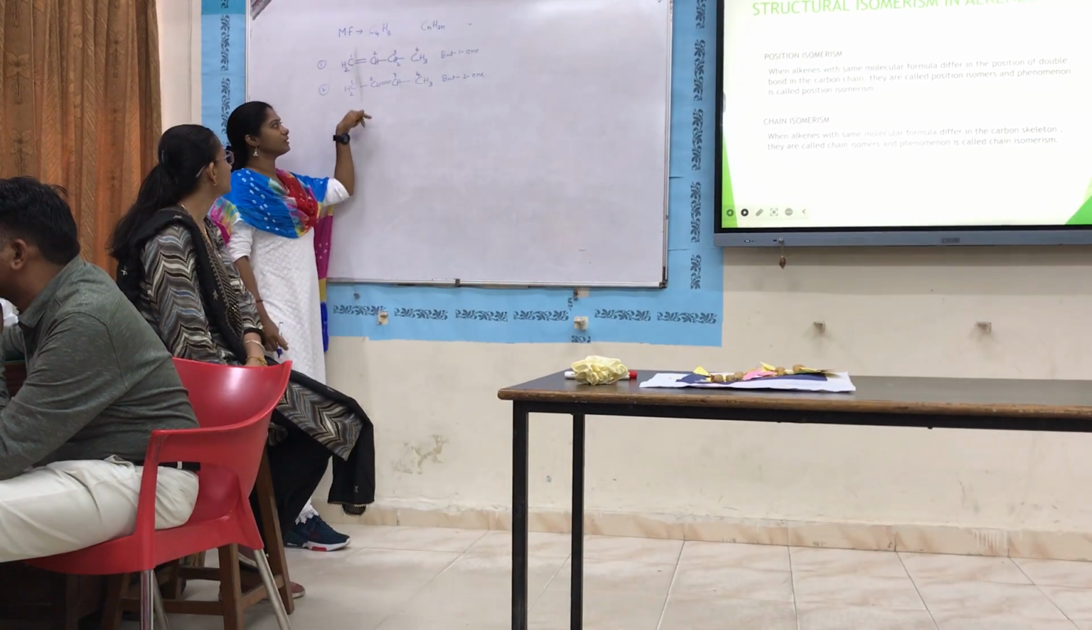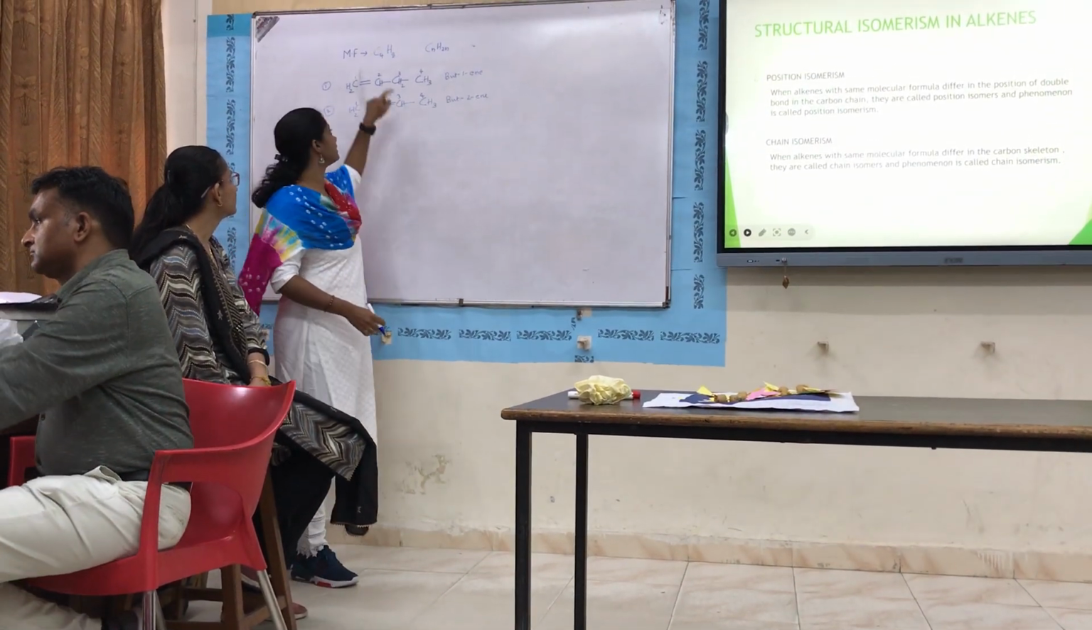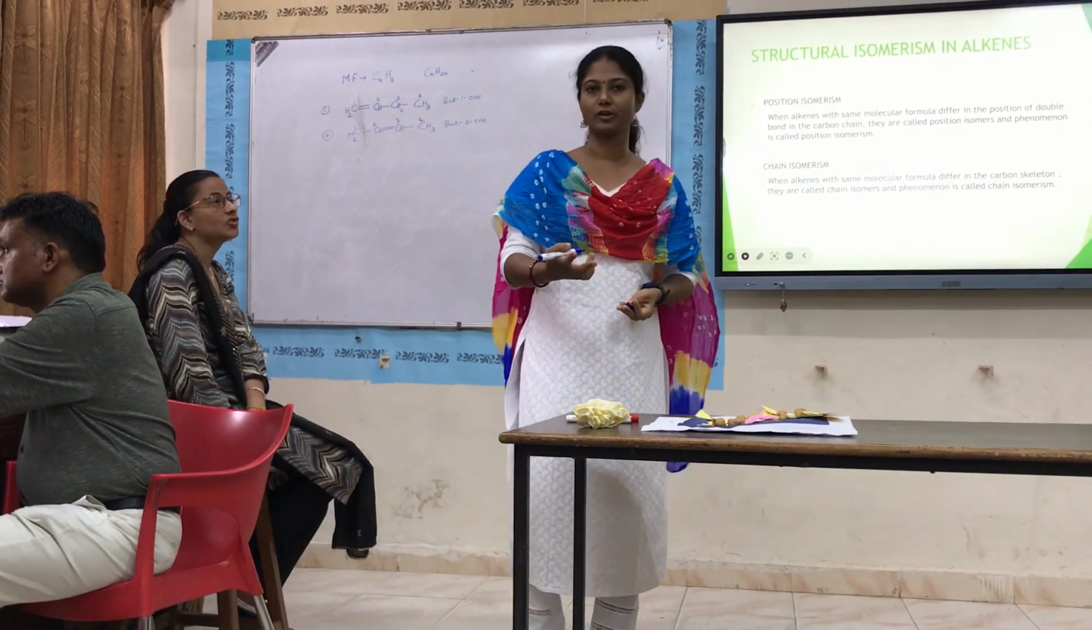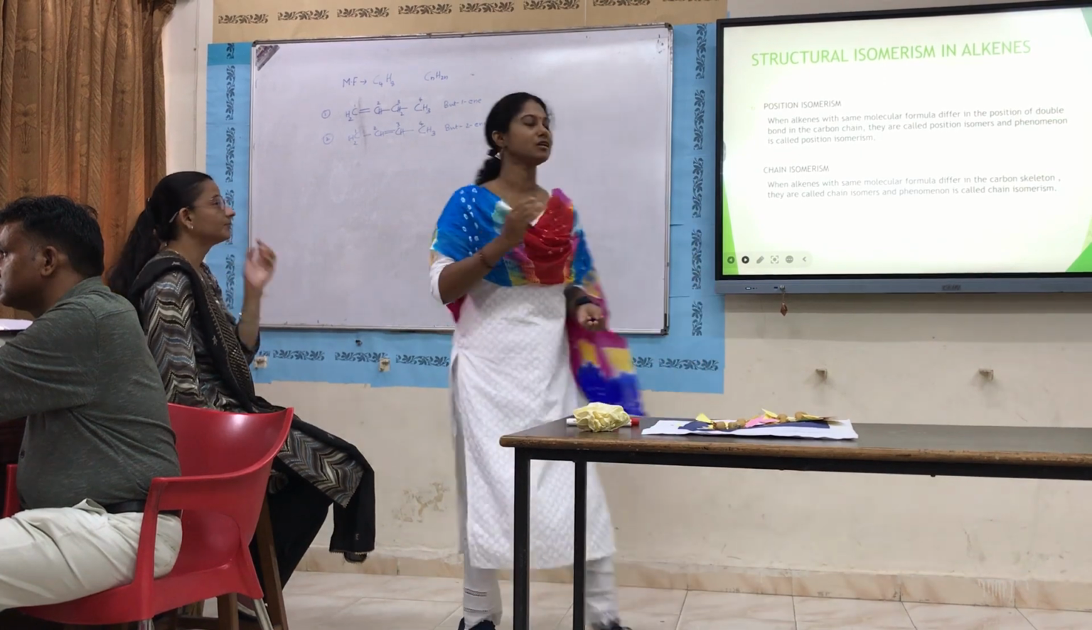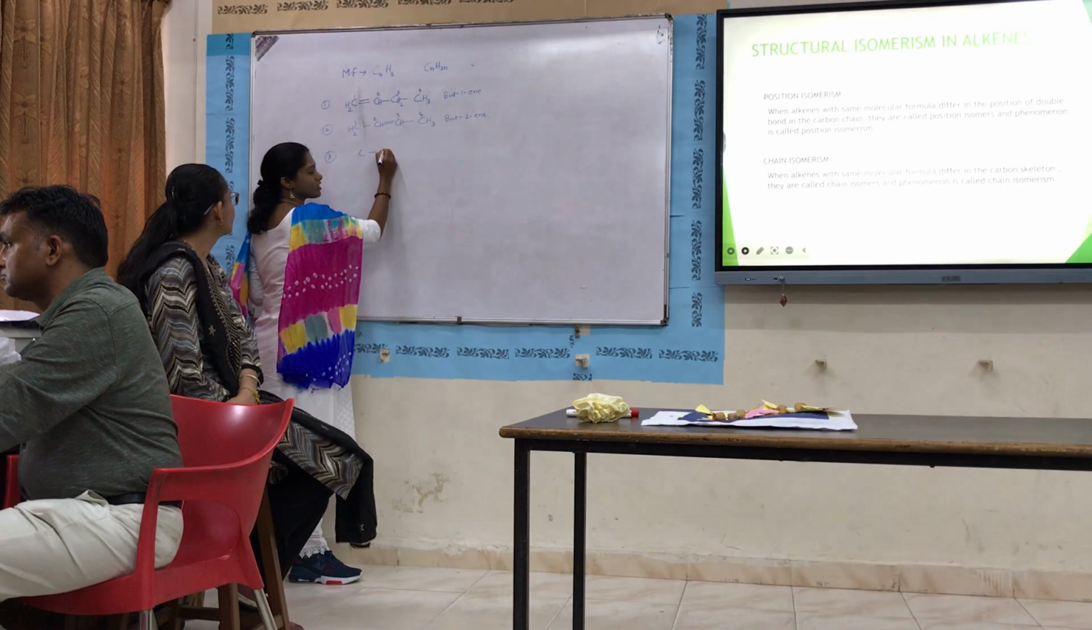Now, again, can we have any other structure possible with the same molecular formula? So we have already written two structures and we got two different compounds. Can we have another? So this time we will try with a 3-carbon chain. There are 4 carbons total.